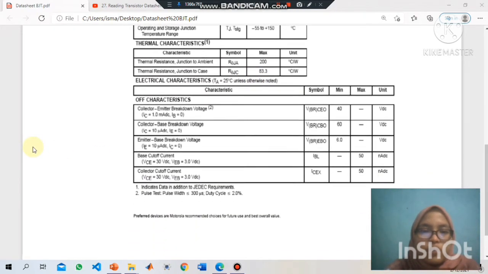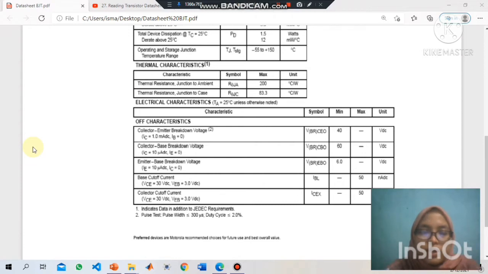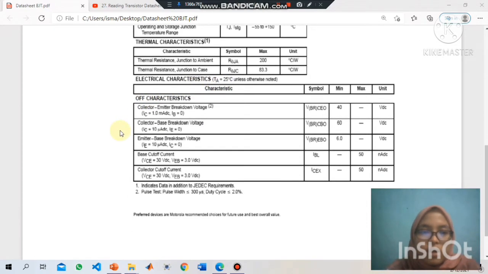And we will move to the last one, the electrical characteristics, for TA equal to 25 degrees Celsius unless otherwise noted. So we will take a look at the off characteristics. The first one is the collector emitter breakdown voltage. The symbol is V(BR)CEO. The O here means that the base region is open. The minimum voltage for this collector emitter breakdown is 40 volt.